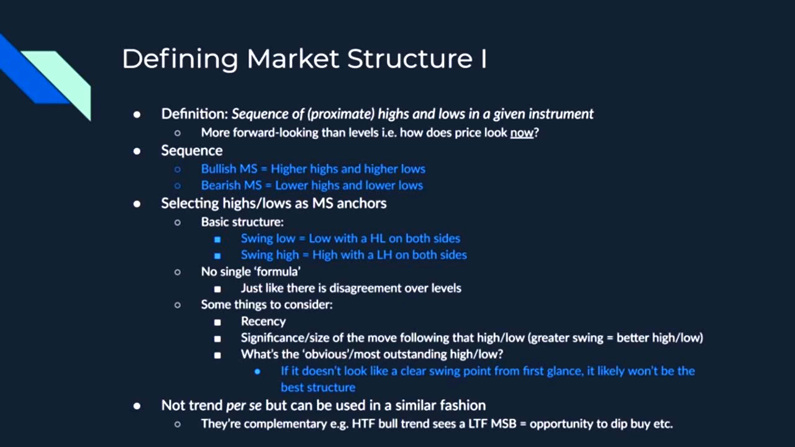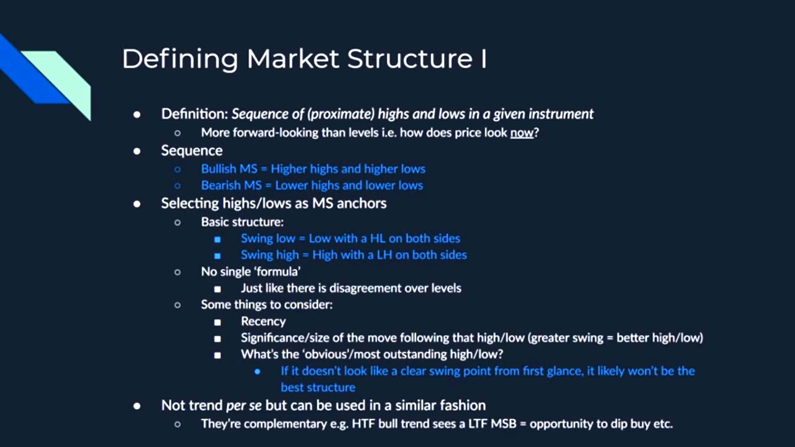The basic smell test, of course, is what's the most obvious or outstanding high or low. You probably can't go wrong with that. And if it doesn't look like a clear swing point from first glance, it likely won't be the best structure. So again, going for the so-called low-hanging fruit is actually pretty wise when it comes to this type of technical trading. As to the question whether market structure and trend are the same, I would say they're not.